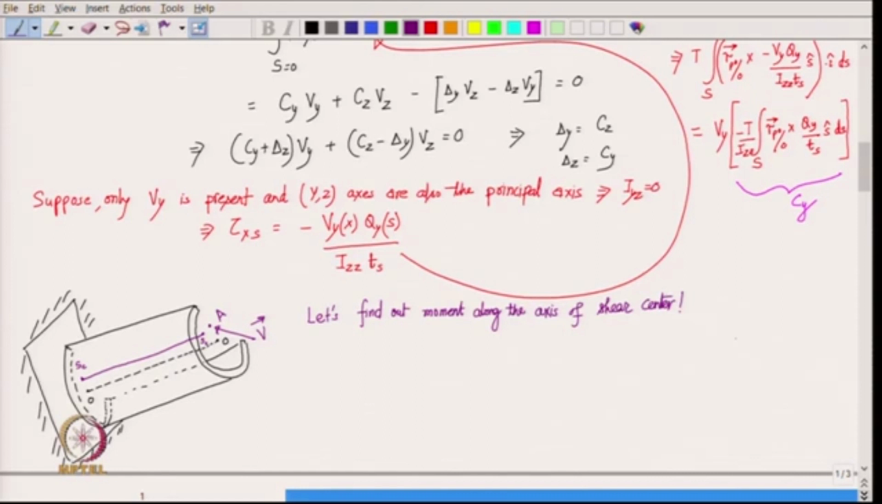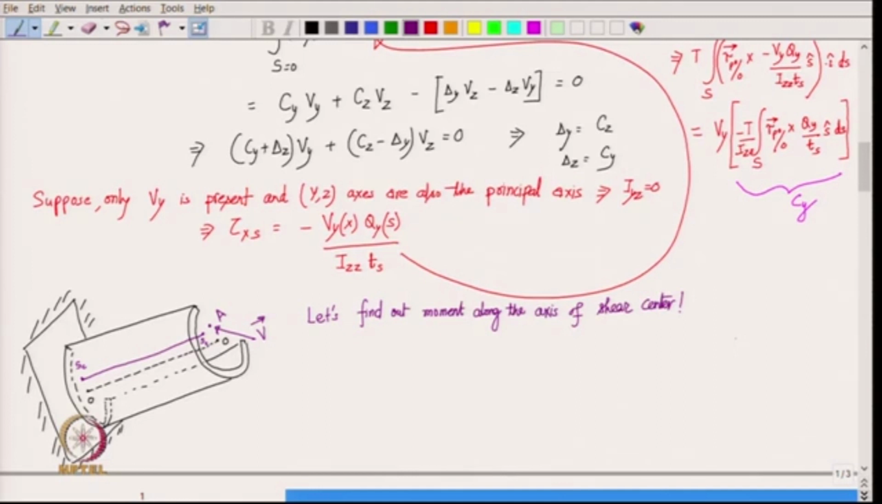Now, when you isolate this beam, what are the external loads that act on this beam? On the right cross section you have this concentrated shear force V, and on the left cross section you have the distribution of shear stress due to the clamped support, is not it? But then we know that the torque due to that distribution about the shear center is 0, is not it? So, what is the total torque along the axis of shear center?